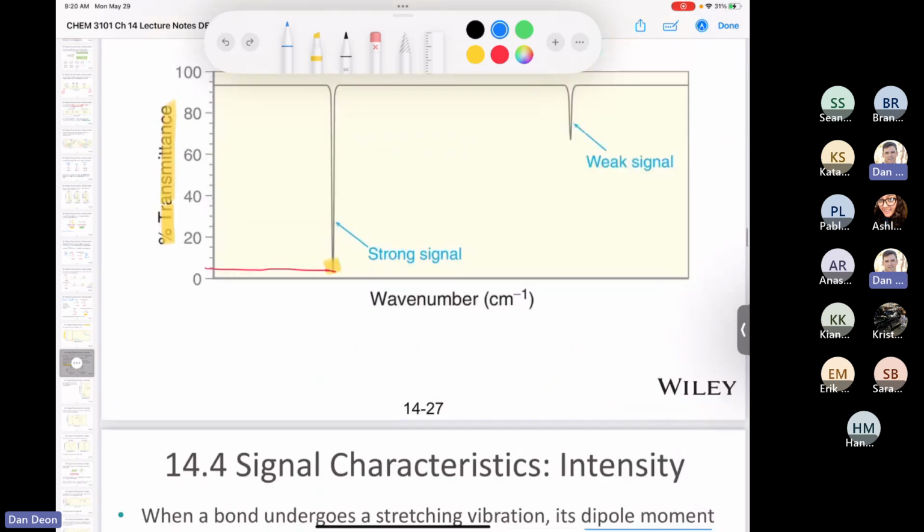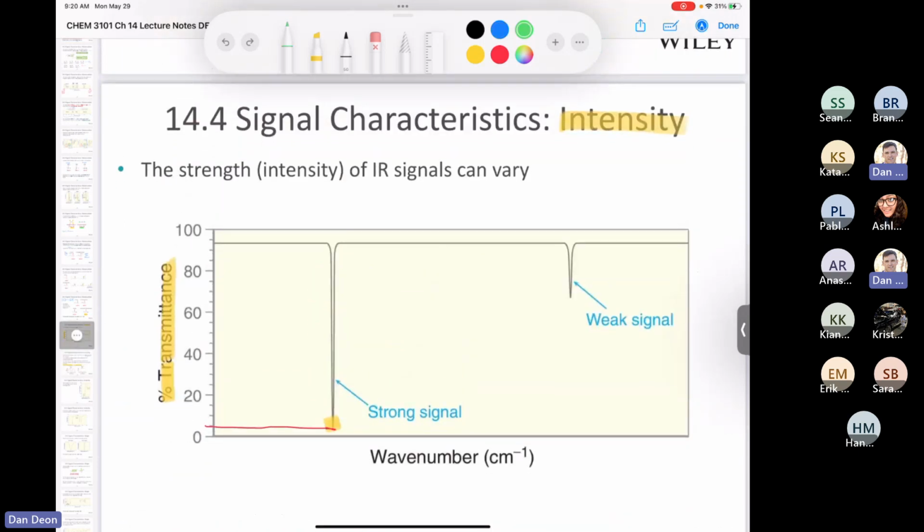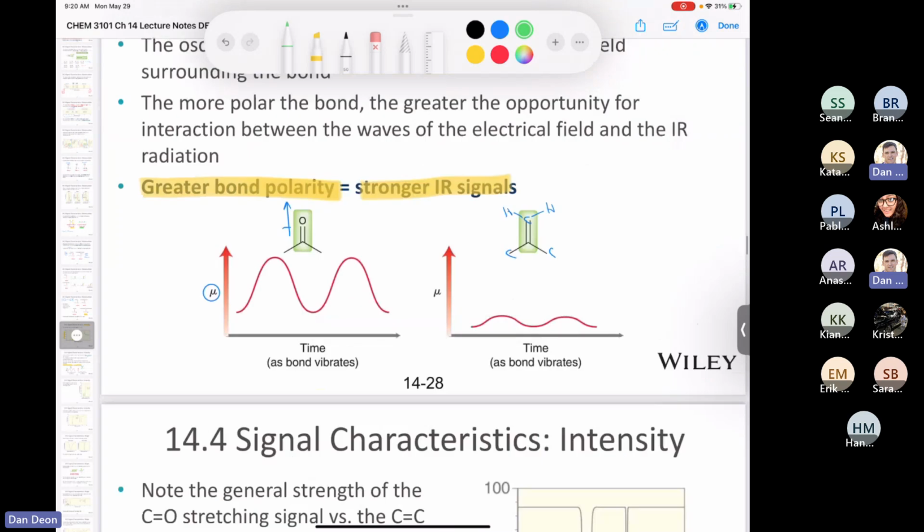So a good organic chemist is going to look at a signal like this and say, well, that's got a strong dipole because it's a strong signal. Well, this signal might be pertinent, but it's weak, and therefore that means it's got a weak dipole. All right, so that's where intensity comes from.